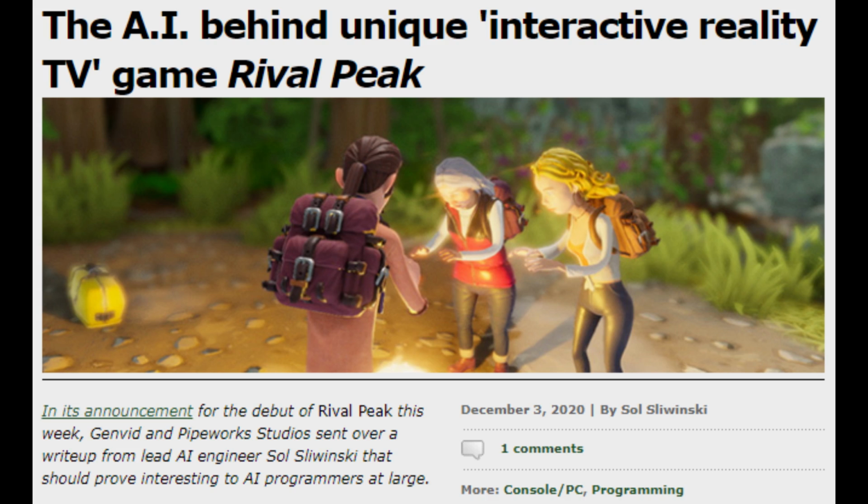The AI behind unique interactive reality TV game Rival Peak. December 3, 2020, by Sol Slawinski. In its announcement for the debut of Rival Peak this week, Genvid and Pipeworks Studios sent over a write-up from lead AI engineer Sol Slawinski that should prove interesting to AI programmers at large.